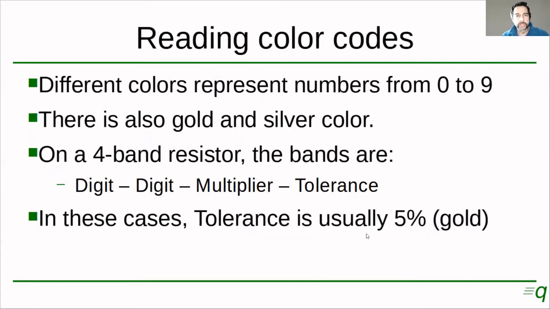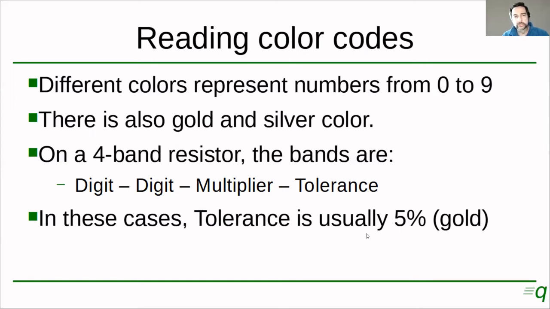Different colors represent numbers from 0 to 9. There's also gold and silver, which are special colors. Resistors can have 4, 5, or 6 bands for indicating their values, but 4-band resistors are probably the most common. And on a 4-band resistor, the first 2 bands are the digits, the third one is the multiplier, and the last one is the tolerance.